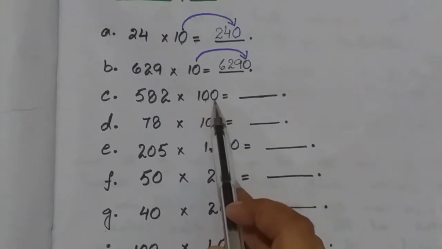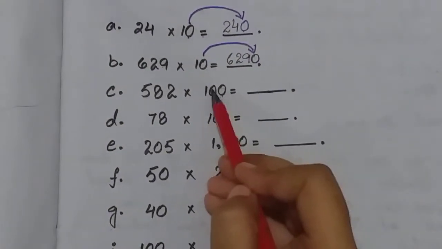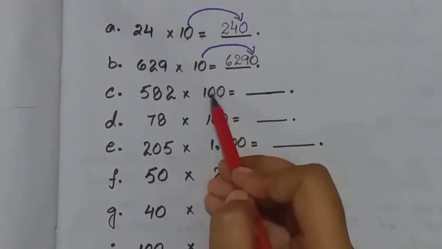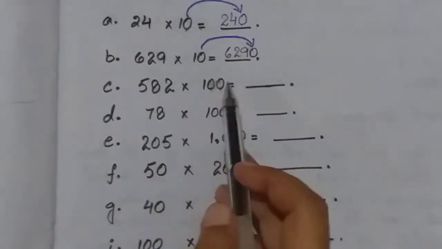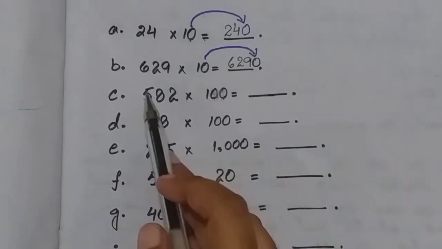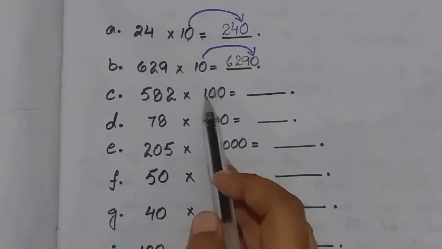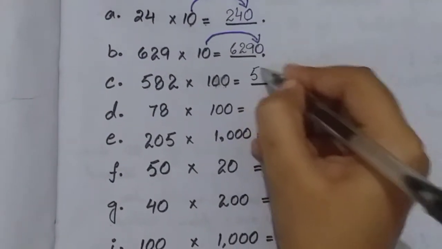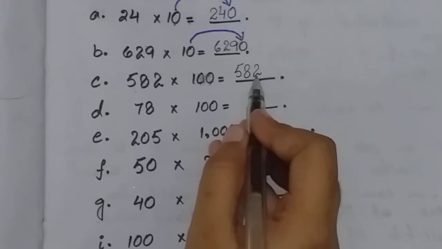Again we will follow the same trick, that we first ignore these two zeros and find the product of the remaining numbers. So after ignoring these two zeros, what are the numbers left? 582 multiplied by 1, that will be 582. 582 multiplied by 1 is equal to 582.